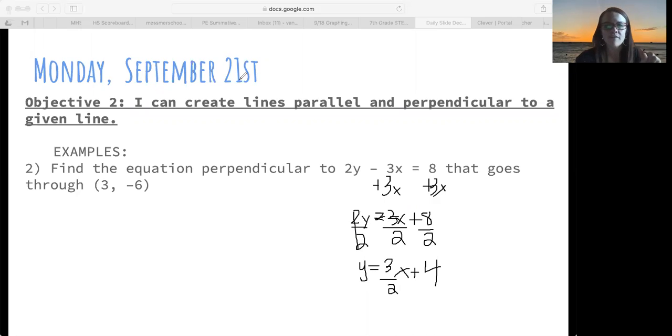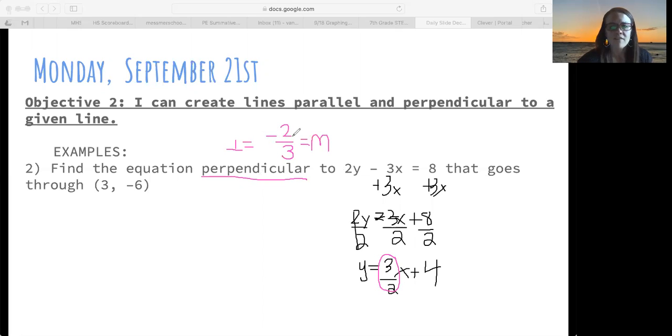Step 2, identify the slope that you need to use. And so in this case, we want a perpendicular slope to the one that is given. So we don't want the parallel slope this time, we want the perpendicular slope. The perpendicular slope would be a negative 2 over 3. We have to change it to a negative and flip it. And remember, that's your m.